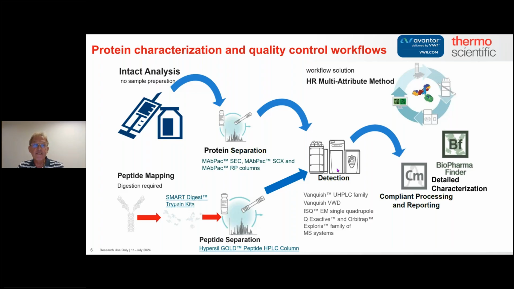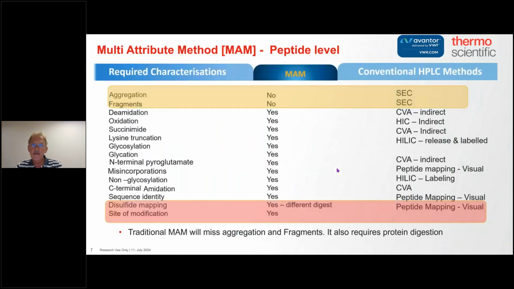Now, to delve a bit deeper into the multi-attribute method, this started life and was first published in 2015 by Amgen. So that's quite a while ago now. But what it was designed to do was to take away a lot of the conventional HPLC methods, and there's a multitude of HPLC methods that are traditionally used to analyze a monoclonal antibody. You look at size exclusion, charge variants, hydrophobic interaction chromatography, HILIC, peptide mapping. There's a lot of individual methods.